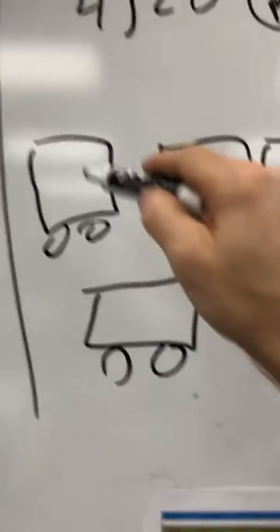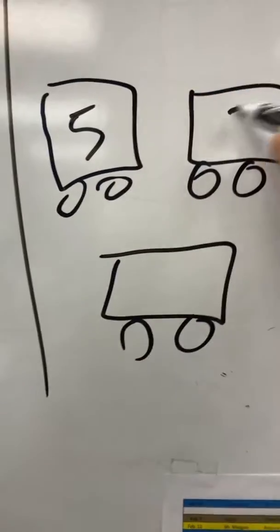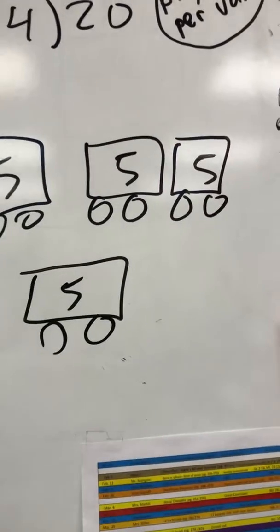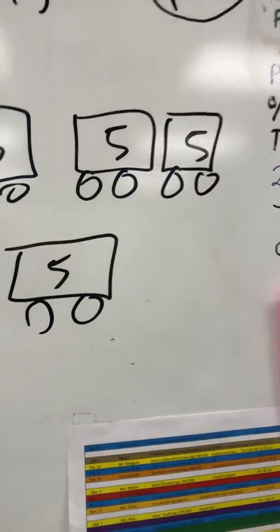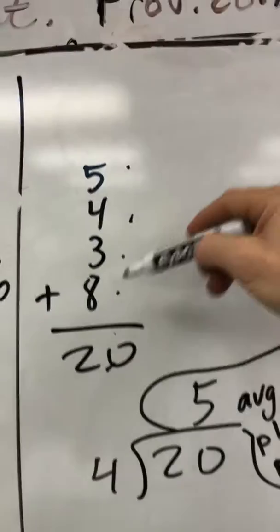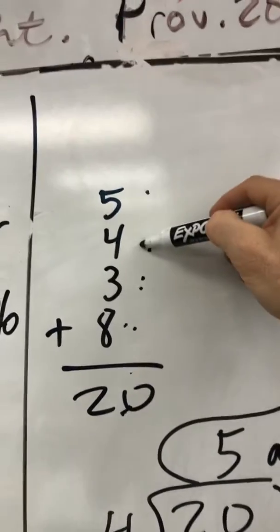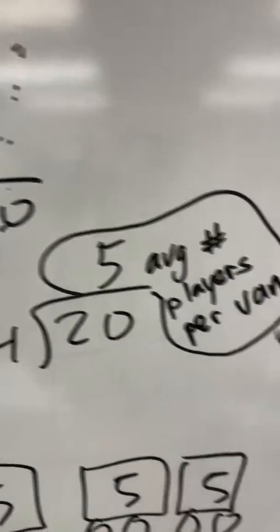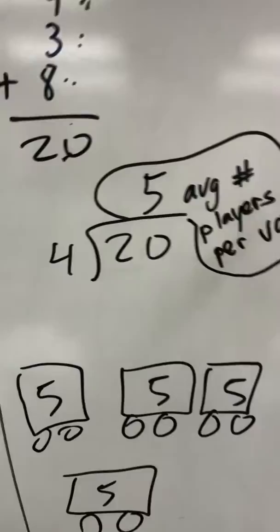So we got 5, 5, 5, 5. That's the average. So there's an average of 5 players per van, even if one van had 8, another van had 3, another van had 4, another van had 5. The average number of players per van is 5. And this is how you would write your answer.